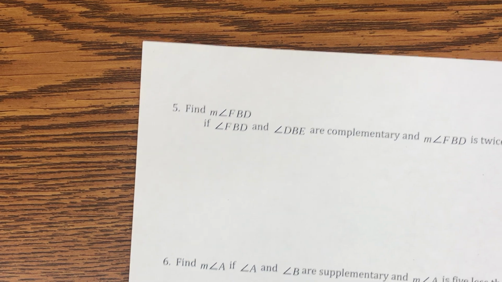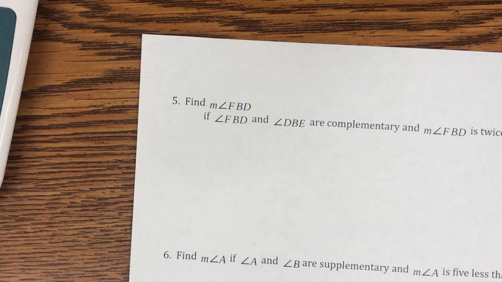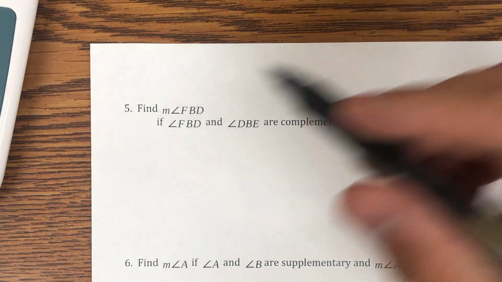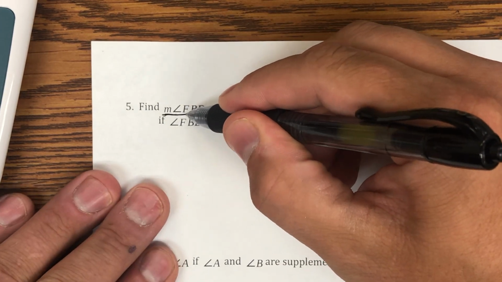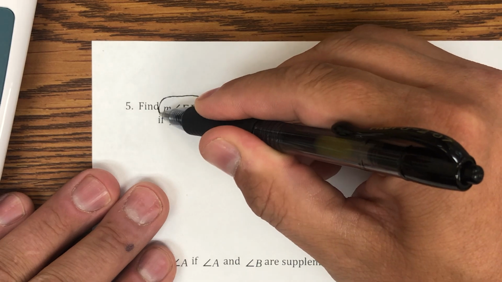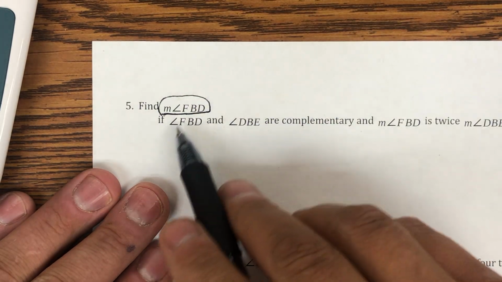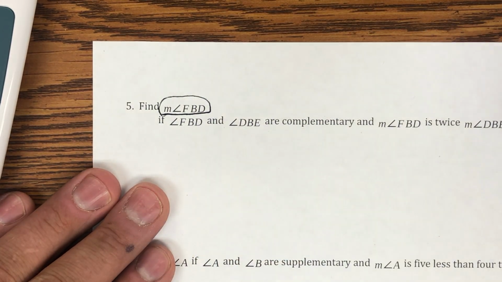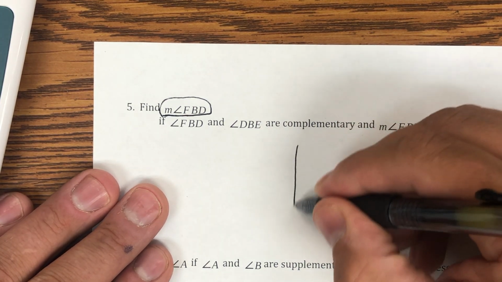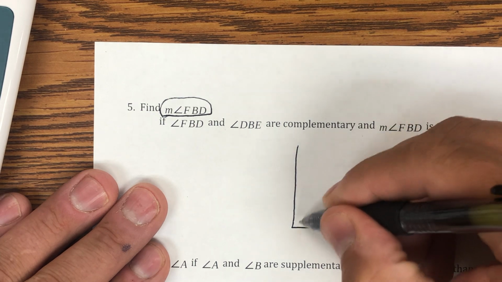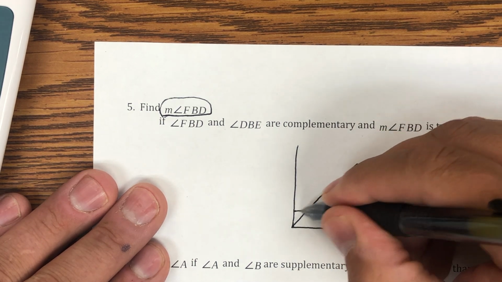On to a couple more challenging ones. A little bit tougher here. It says, find the measure of angle FBD. This notation here got a little bit off on us. The F was supposed to be on the same line. But finding the measure of FBD, if FBD and DBE are complementary, that means they add up to 90. So let's see here. FBD, I'm going to say 90 degrees.